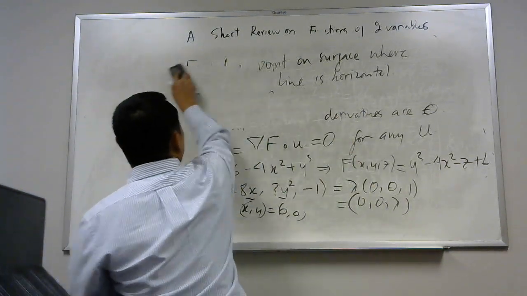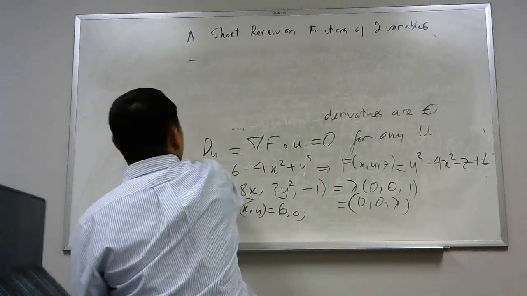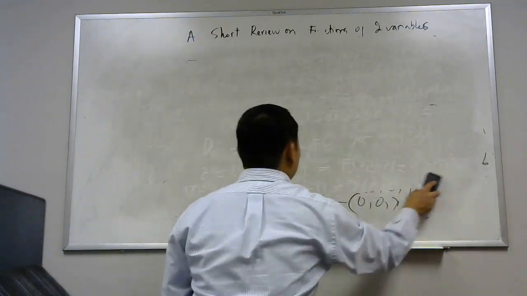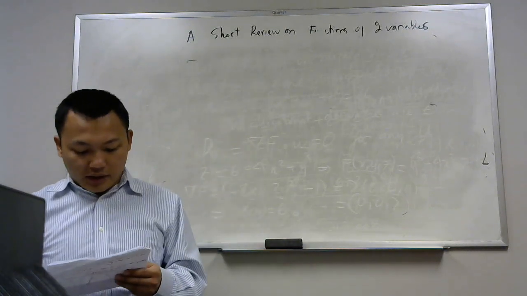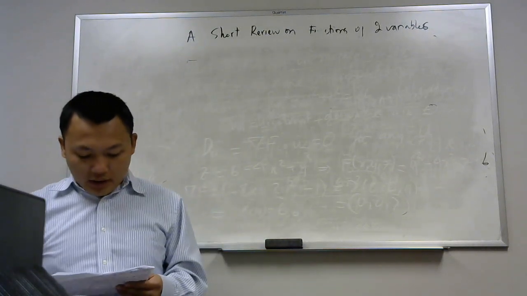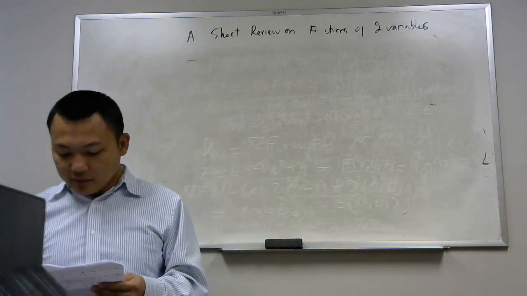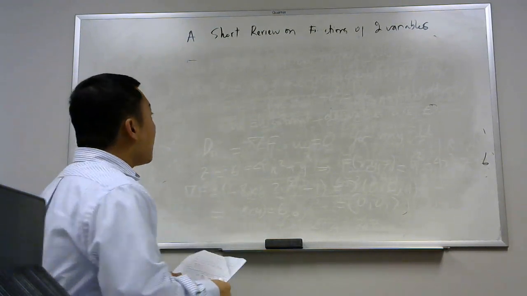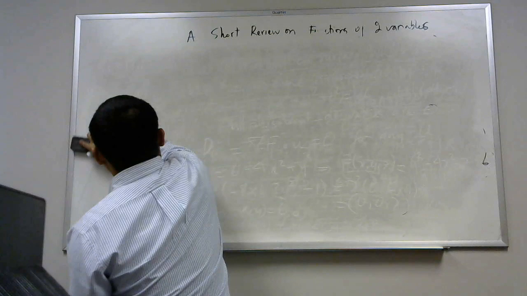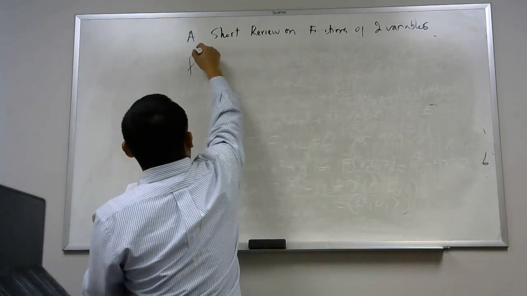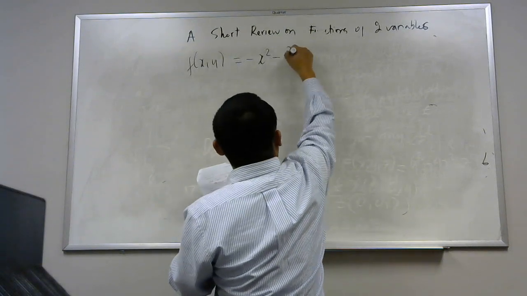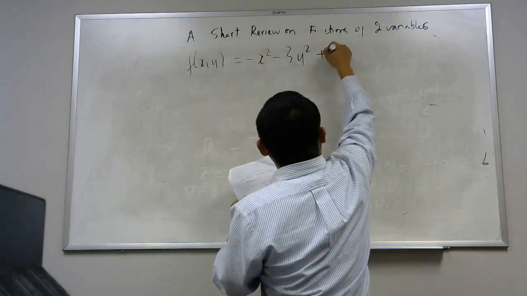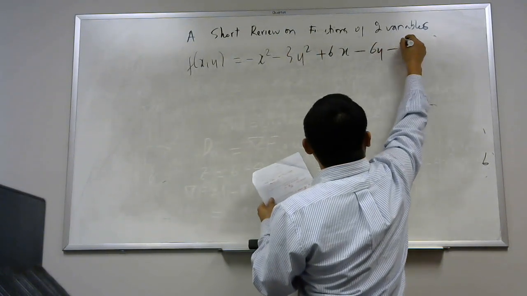Next question. This is the last question, about relative extrema and saddle points. Use the second derivative test if applicable. All right, so let me write it down. f of x and y equals negative x squared minus 3y squared plus 6x minus 6y minus 15, right?